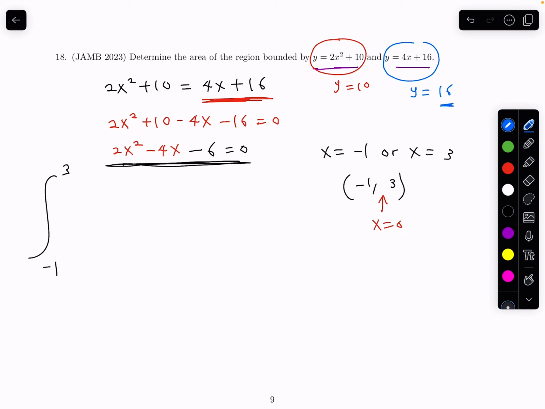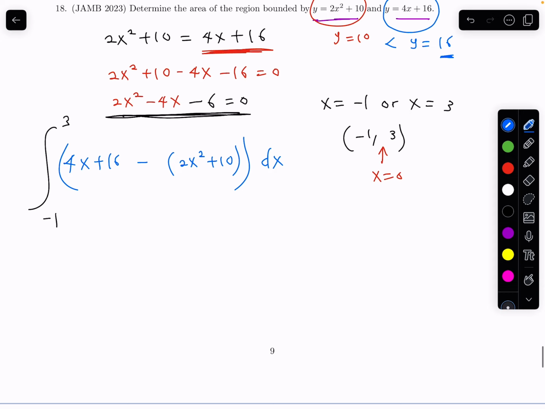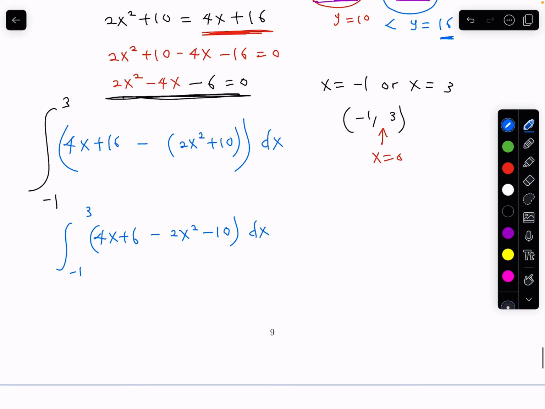10 is less than 16. So that means that 4x plus 16 is going to come first, minus 2x squared plus 10. So we're going to compute this integral from -1 to 3 of 4x plus 16 minus 2x squared minus 10. Let me simplify: 6 minus 10 is going to be -4.